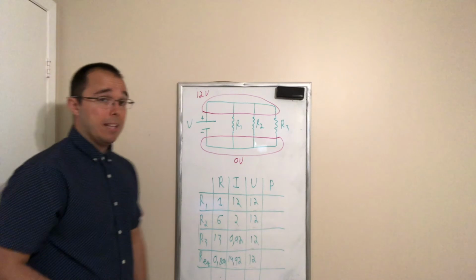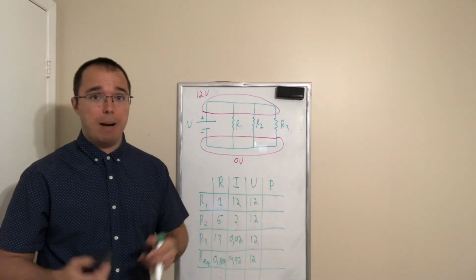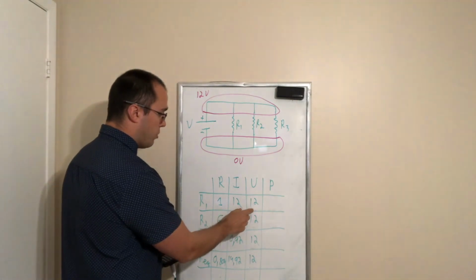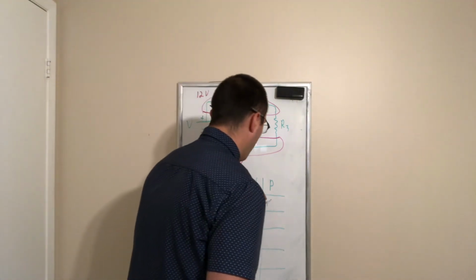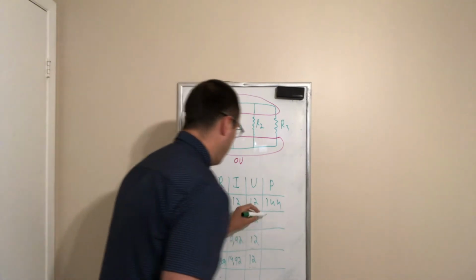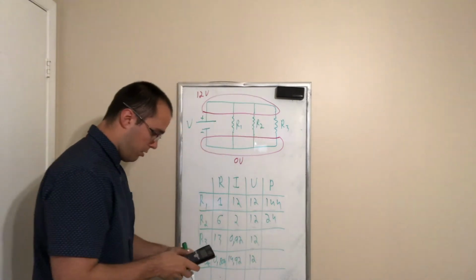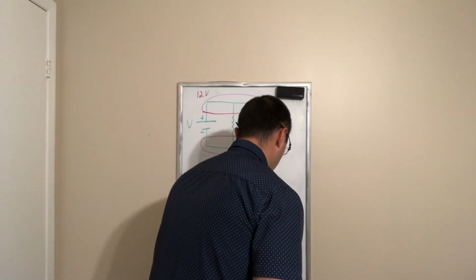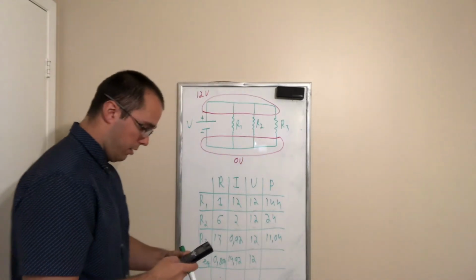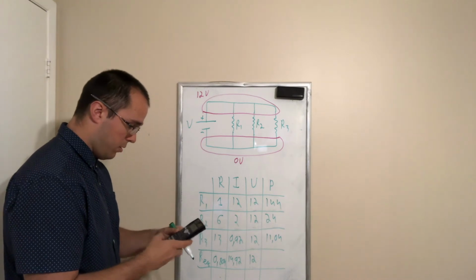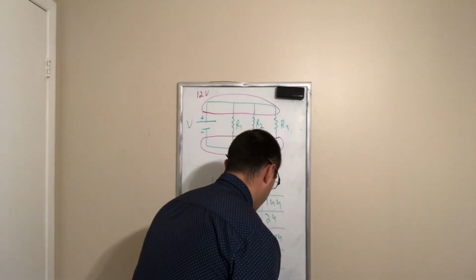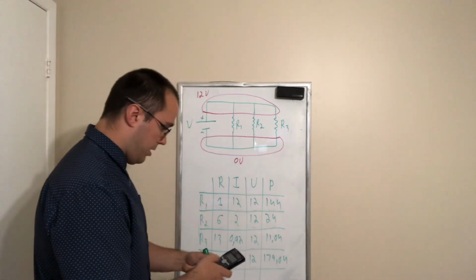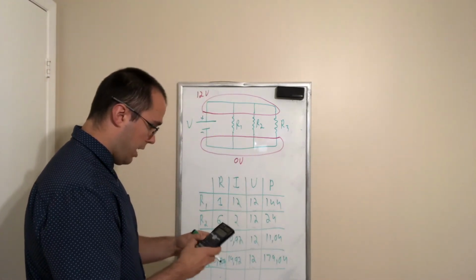All right, last step, we need to find the power dissipated by each resistance and the power at the source. So power through each resistance, this one is 144, this one is 24, and this one over here is 11.04. This one over here is 179.04. If you add up these, just to make sure they match, and that's a good trick to know if you did not make a mistake, by the way.